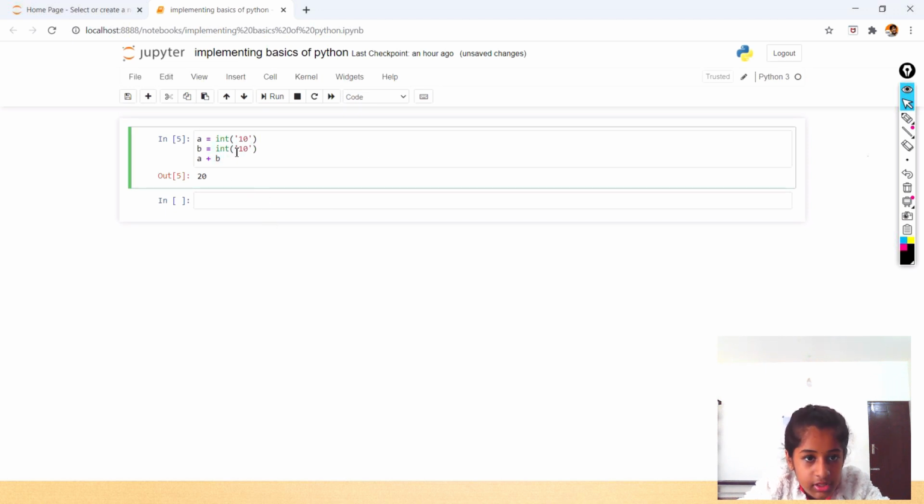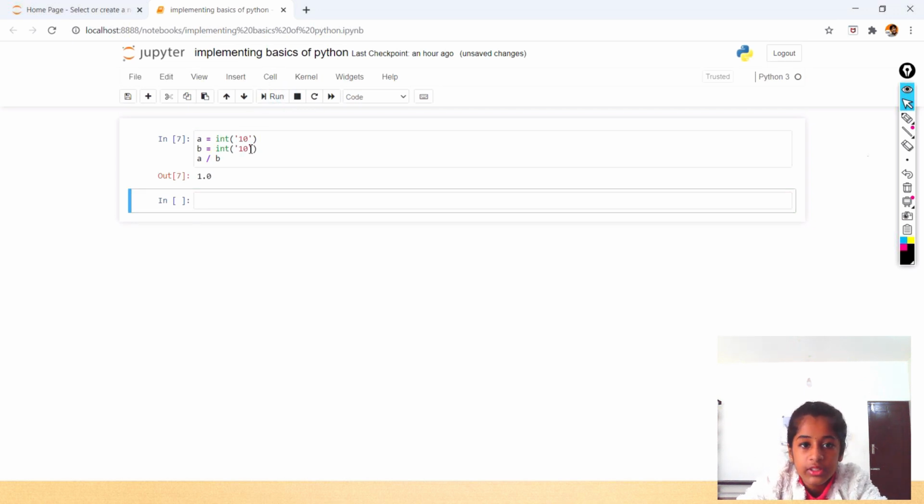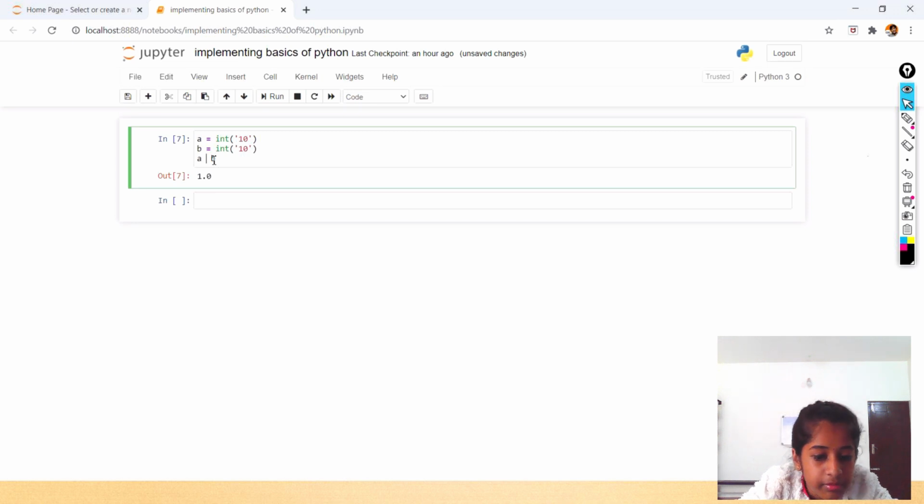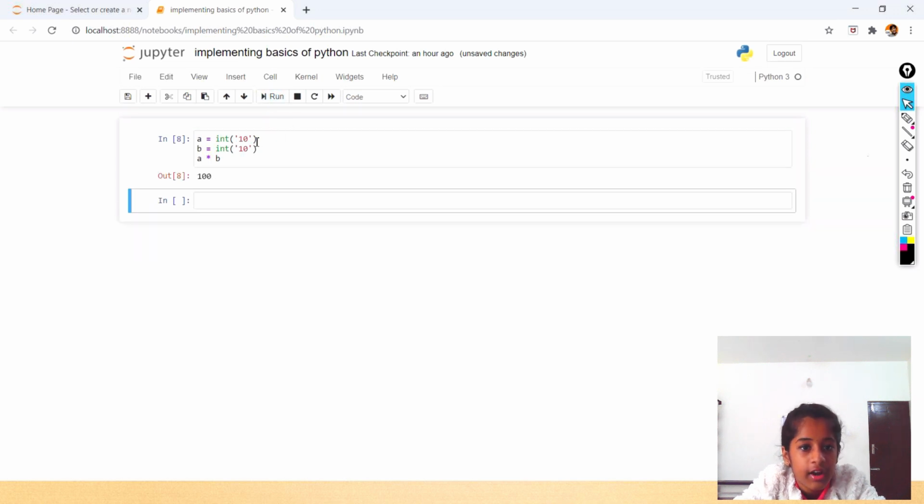Now let's see the same with subtraction. You put A plus B here, let's just put A minus B. You're going to get 0. Yes. And let's do the same with division too. Yes, here division is 1, you're right, because 10 divided by 10 is going to be 1. And now let's try multiplication. For multiplication, you're not going to put x, you're going to put this star symbol. Let's run this. Yes, you're going to get 100.